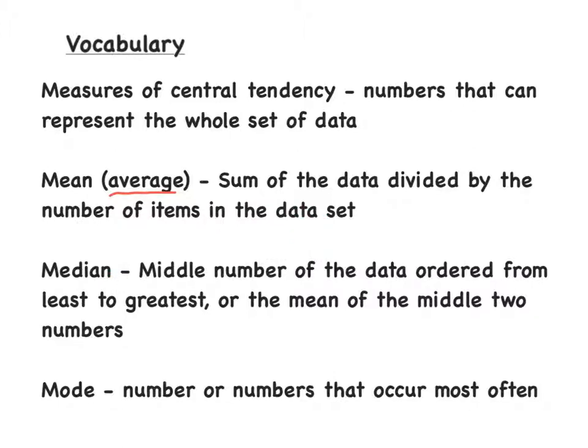The median, it's the middle number of the data ordered from least to greatest, or the mean of the middle two numbers. Just think about when you're driving down the expressway, how there's a big area right in the middle. That is called the median. Now the mode is the number or numbers that occur most often.